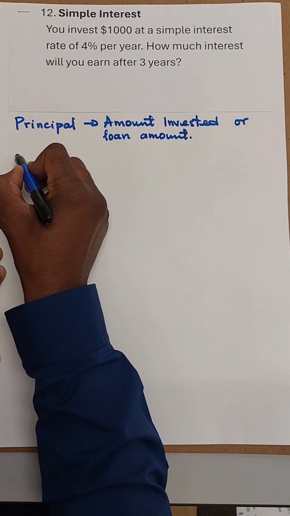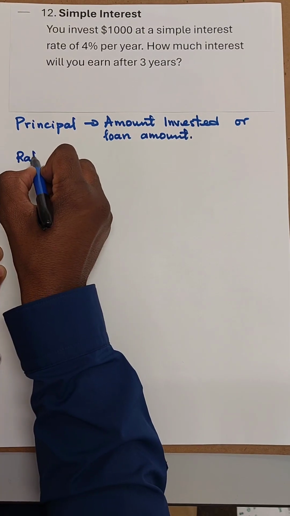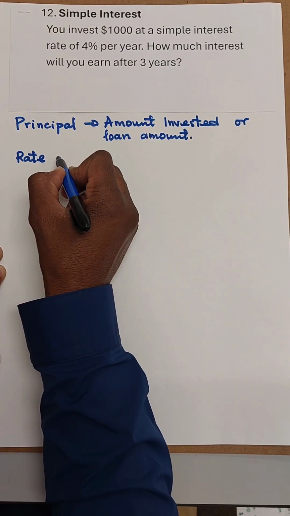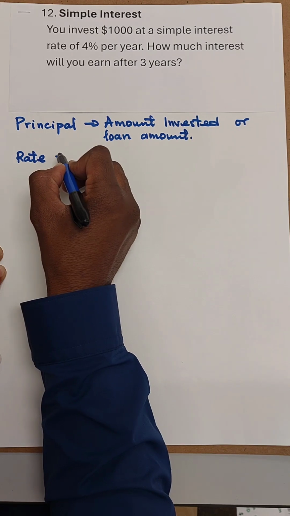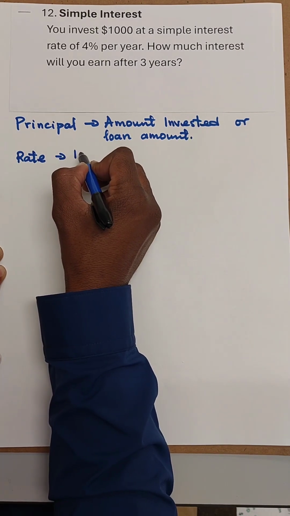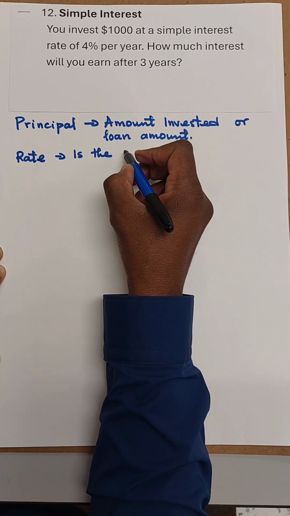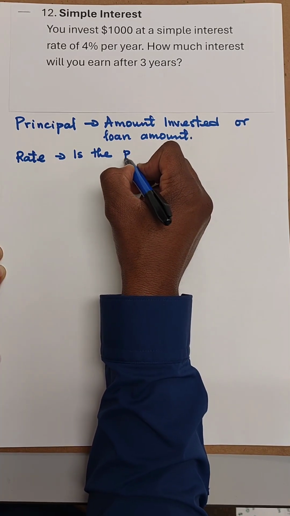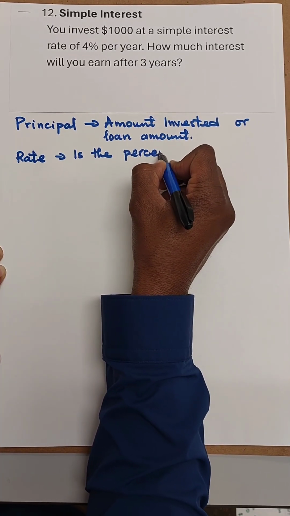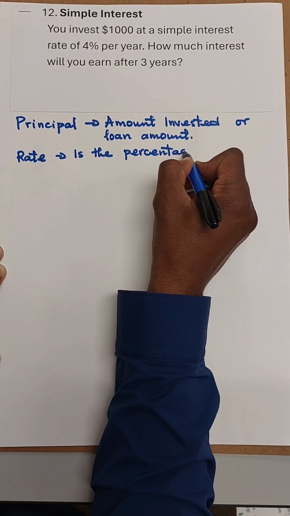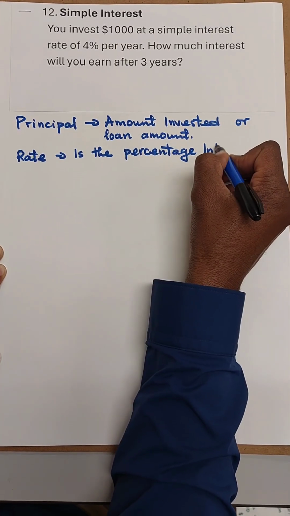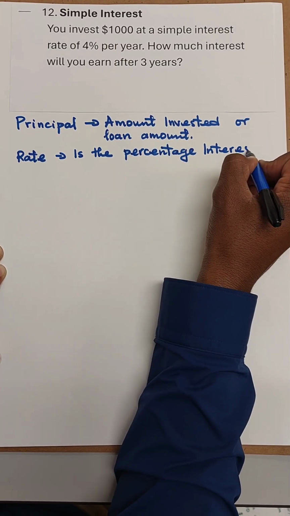When we talk about simple interest, we also mention rate. Rate is the percentage paid as interest. So rate is the percentage interest.